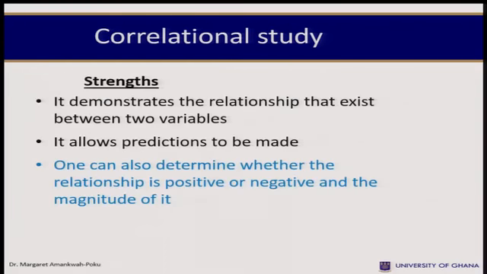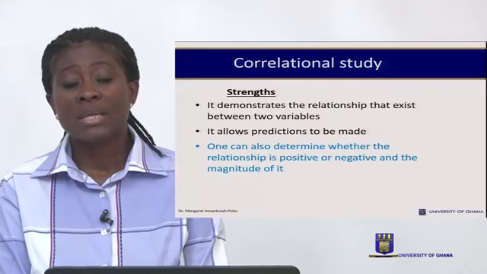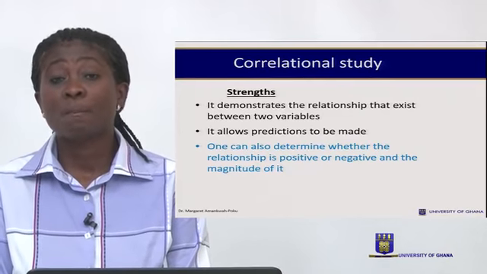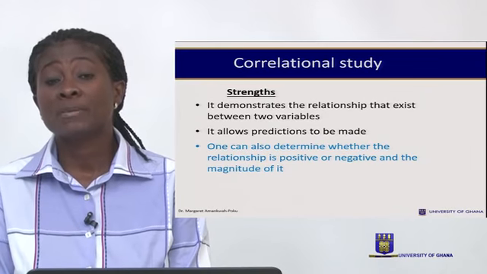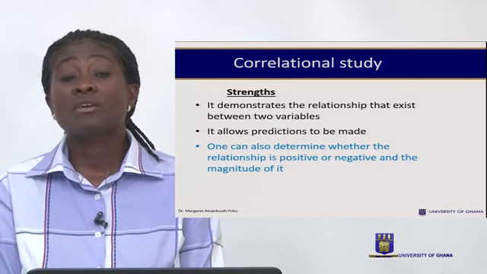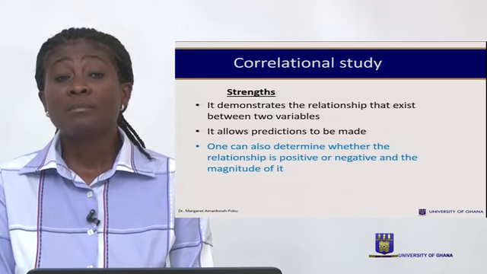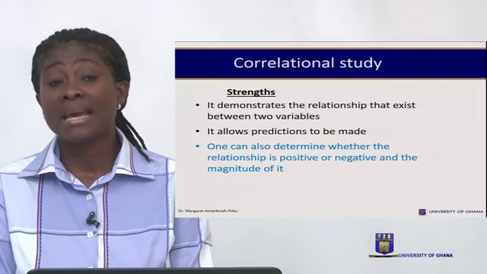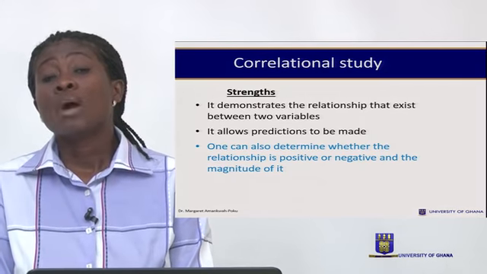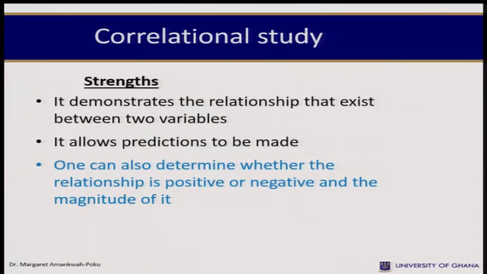A strength of this study is the fact that it's able to demonstrate the relationship that exists between two variables. And you can also determine whether this relationship is positive or negative. The other thing also is the fact that you're able to determine the magnitude of the relationship. So the magnitude of the correlation ranges from 0 to 1. A magnitude of 1 means that there's an absolute relationship.